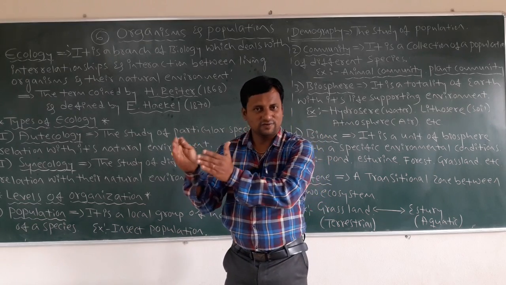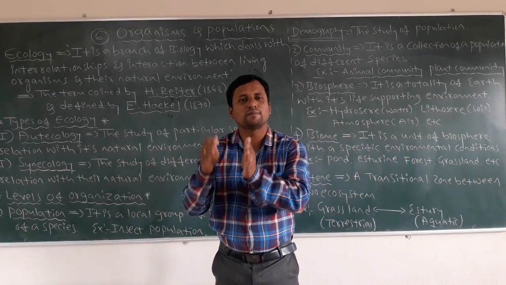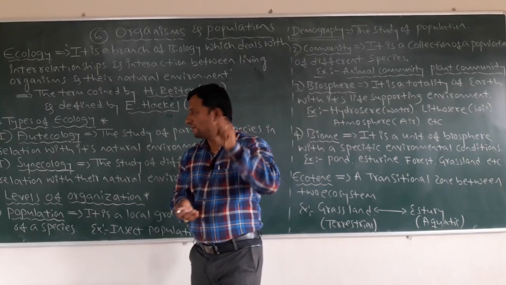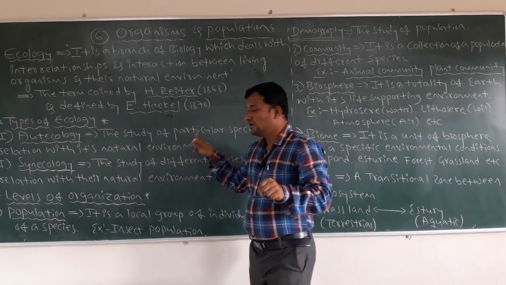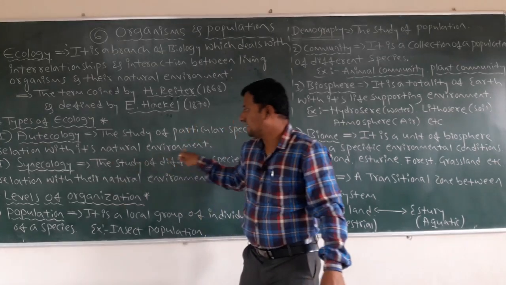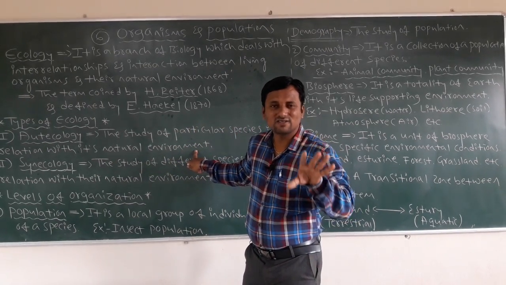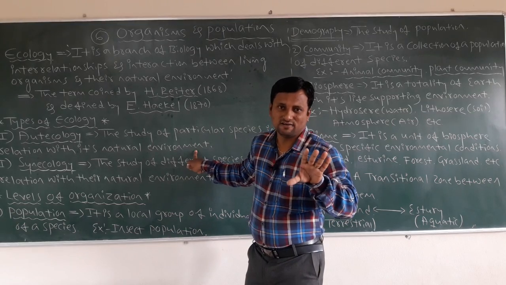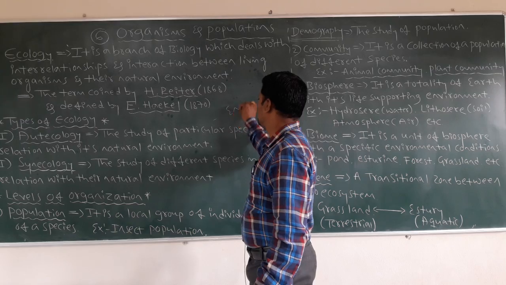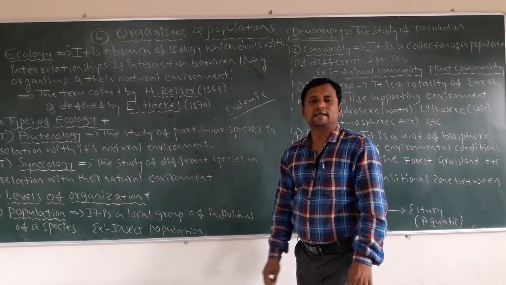In aquatic habitats, we study the fishes. In terrestrial habitats, we study the plants and animals. So the study of a particular species in relationship with its natural environment is called autecology. This situation is also called endemic.